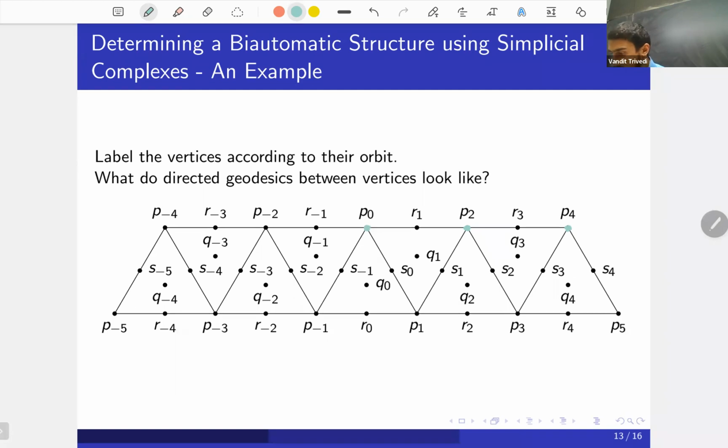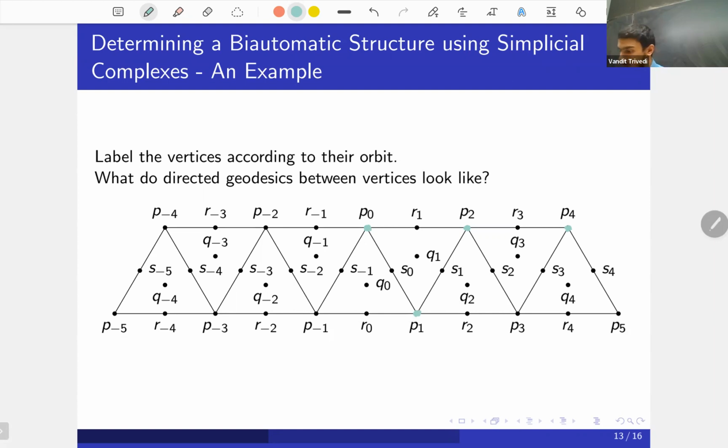How about if I want to get down to, say, P1? Again, this is fairly simple because P0 and P1 are connected by an edge in my original simplicial complex. So I just travel down here, and my sequence of simplices is the vertex P0 followed by the vertex P1.